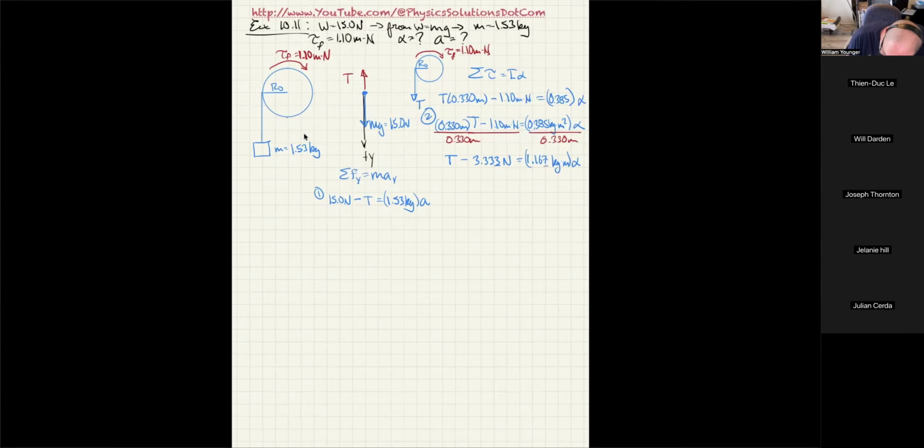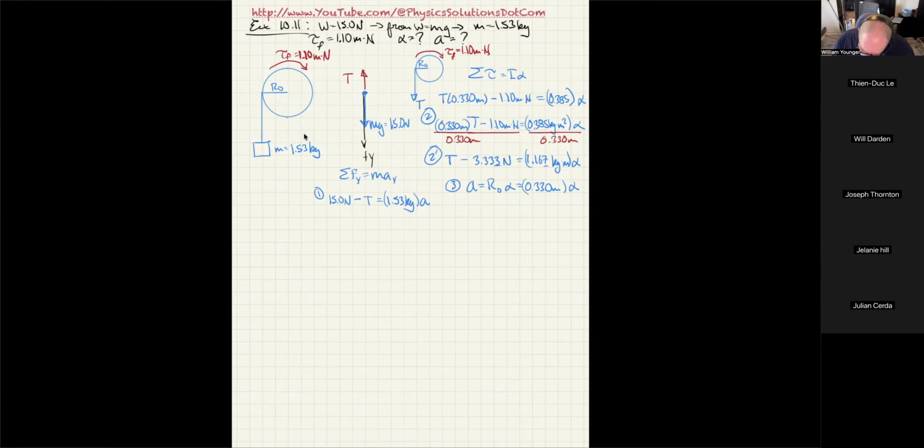So now I've got equation 2 in a slightly better form, so I'll call that 2 prime. Now all I got to do is eliminate T and I can solve for A, but you notice I've got T, A, and alpha are all unknowns. So I need one more equation. That other equation I need is A is equal to r0 times alpha, and that is 0.330 meters times alpha, and that's going to be equation 3.